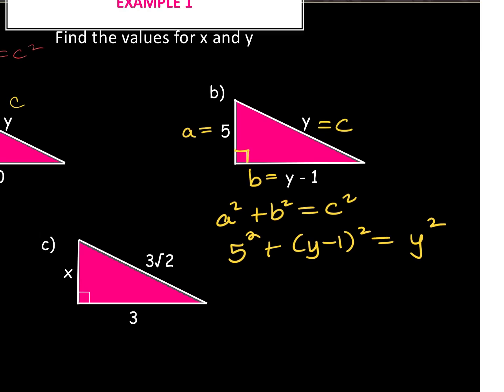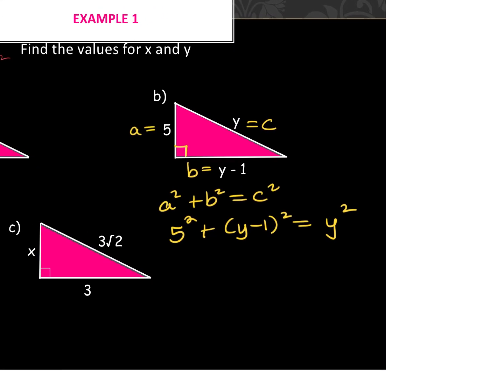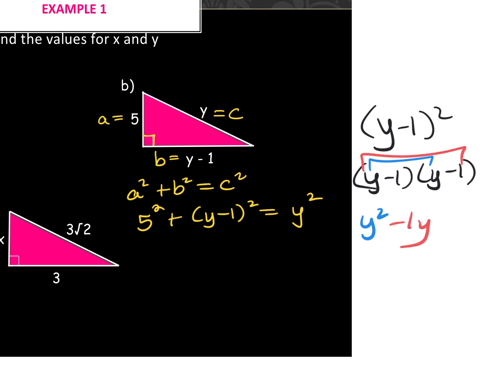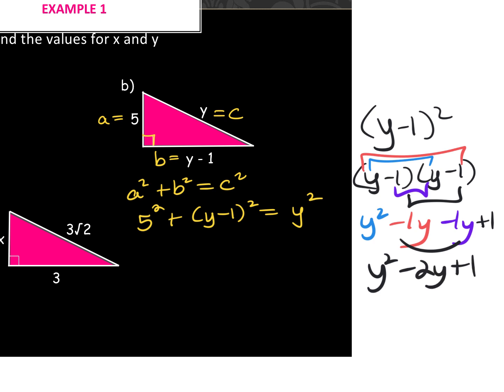Remember, we need to take Y minus 1, and we're going to square it. So Y minus 1 squared, we need to write it twice, and you're either going to apply distributive property or FOIL. So if I do the FOIL acronym: first, outside, inside, and last, and then combine the middles. So Y squared minus 2Y plus 1 is what it becomes when you square it.